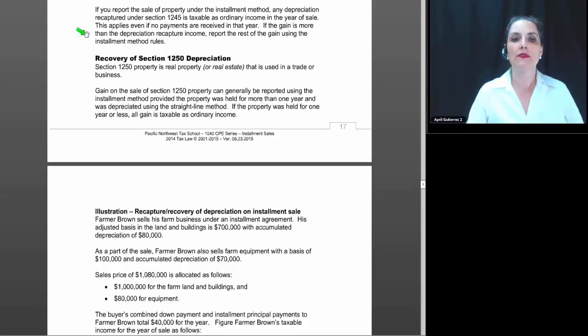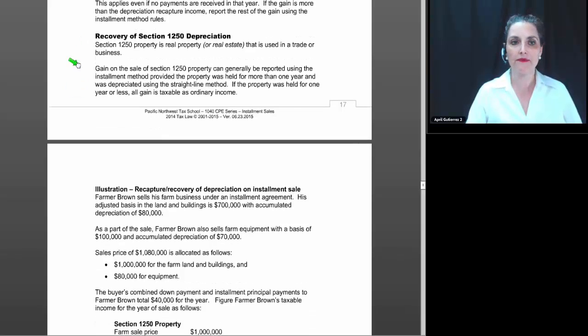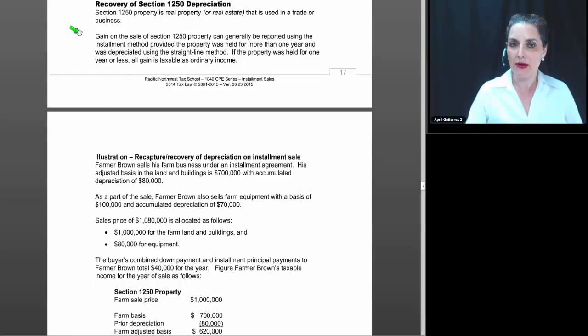This applies even if no payments are received in that year. If the gain is more than the depreciation recapture income, report the rest of the gain using the installment method rules. Recovery of Section 1250 property, though.